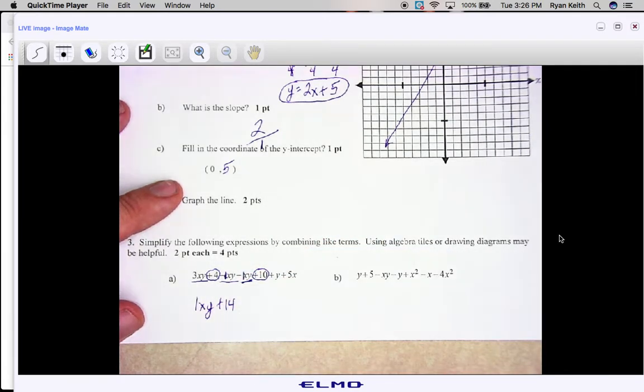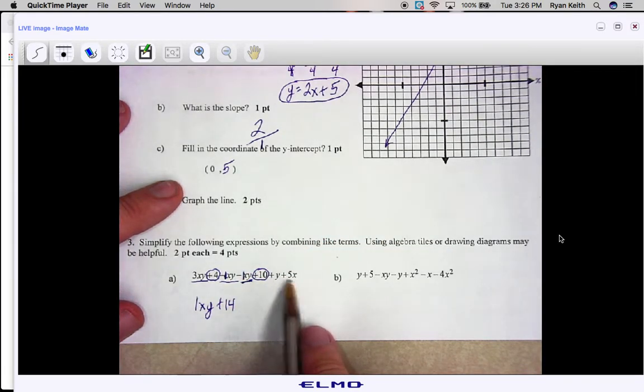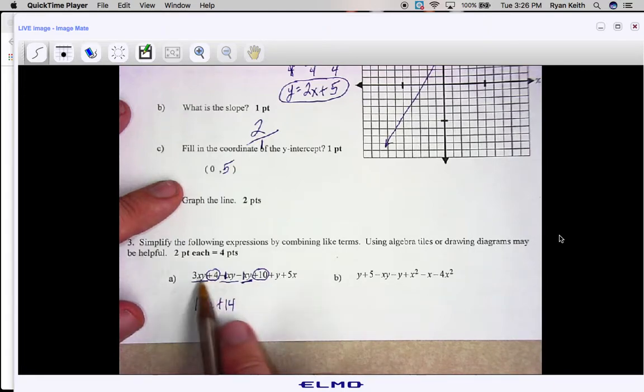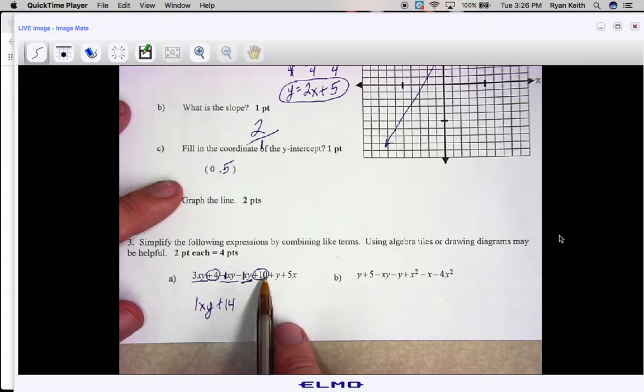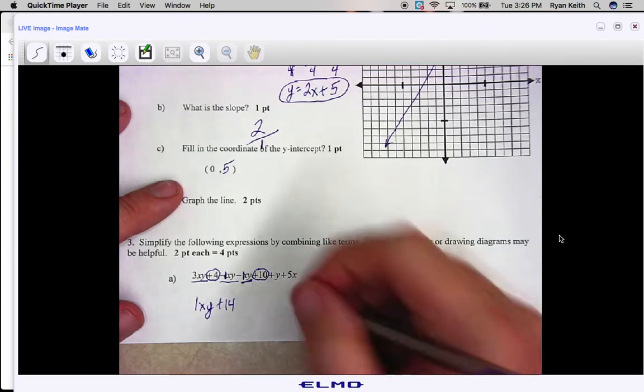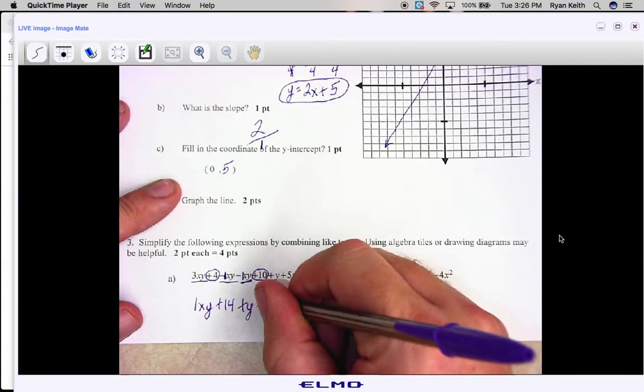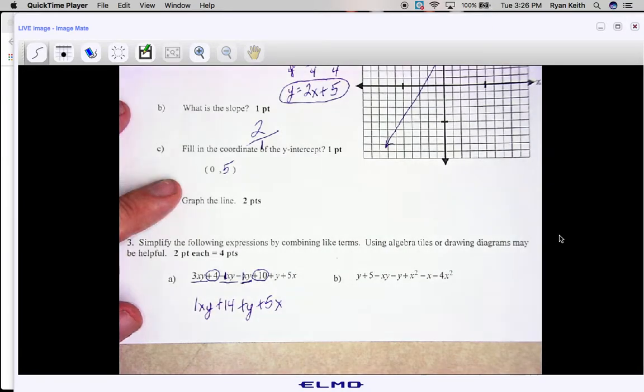Positive 14. I look at the 2 that I haven't touched yet. I can't put y and x together. I've used up everything else. These guys don't have partners, so just copy them. Done.